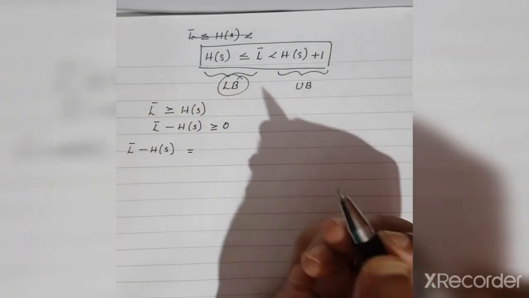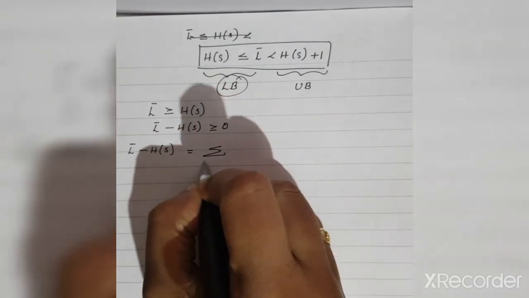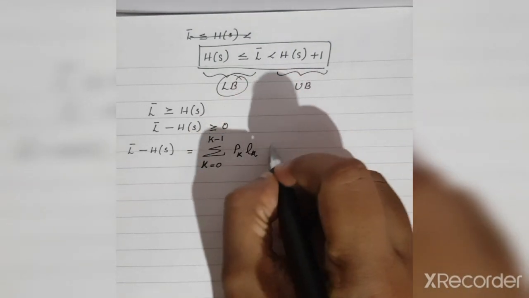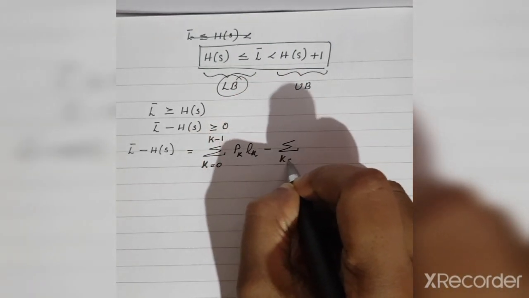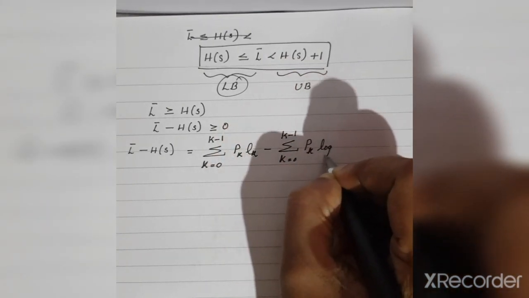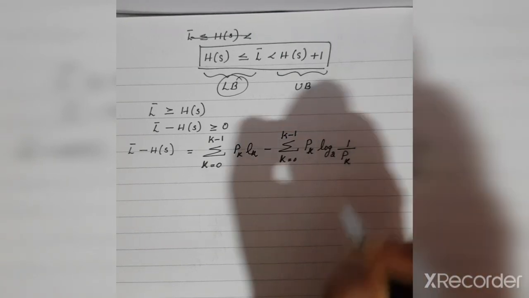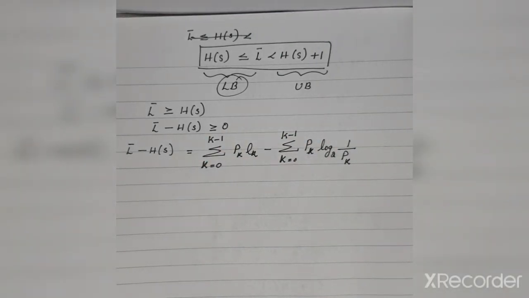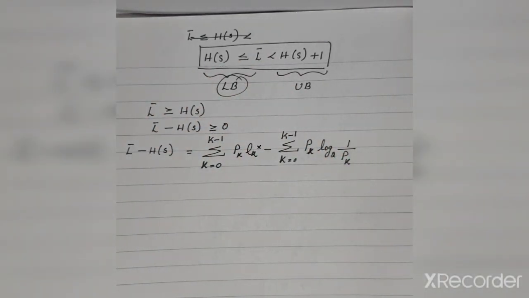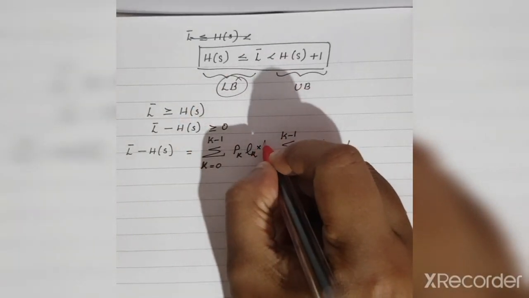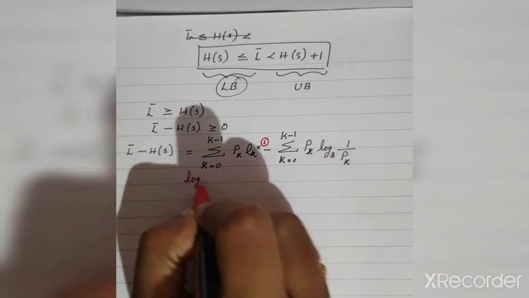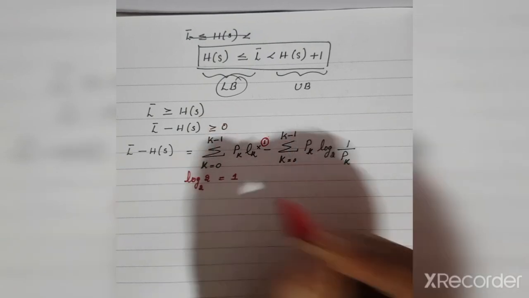This can be written as, we know the equation for L bar: summation k equal to 0 to K minus 1 of pk into lk. And the equation for H of S, the entropy: summation k equal to 0 to K minus 1 of pk log to the base 2 of 1 by pk. Now let's consider a factor like 1, something like we are multiplying this factor with 1. And one more thing we know is log 2 to the base 2 is equal to 1.